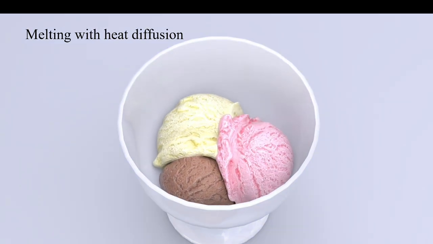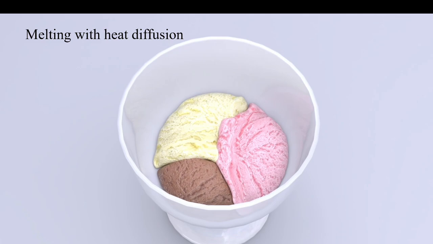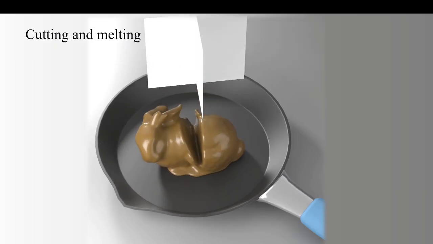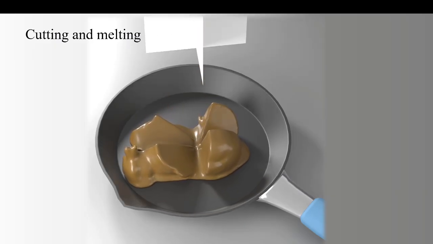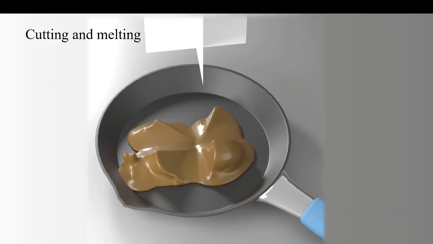With the implementation of a diffusion equation, our solver is able to simulate phase change such as ice cream melting. Thanks to the particle representation, our solver can easily handle topological change. For example, the chocolate bunny is cut while melting.